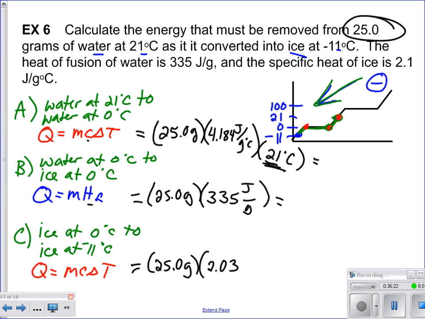2.03. Unfortunately, I need to change these notes. The chart that you have up at the top is different than the chart at the bottom. So I think one says 2.1 and the other says 2.03 for ice. Let's go with our 2.03, and that's in joules per gram degrees Celsius. And then our temperature change here would be what? 11.